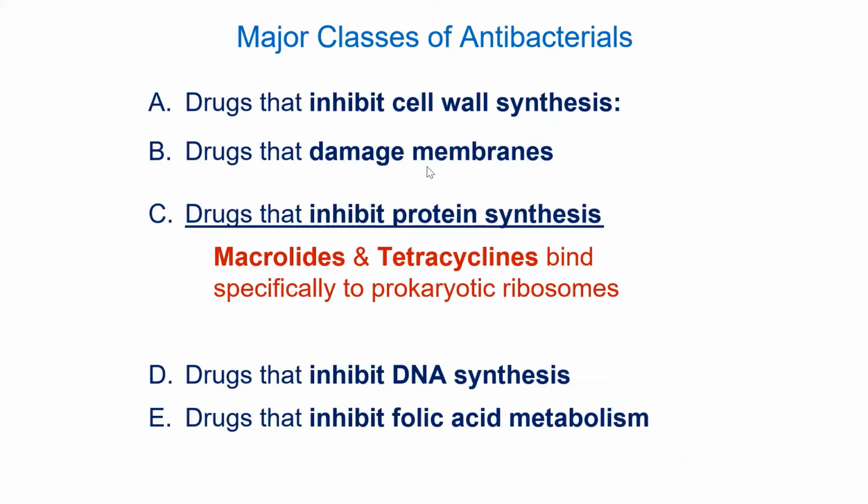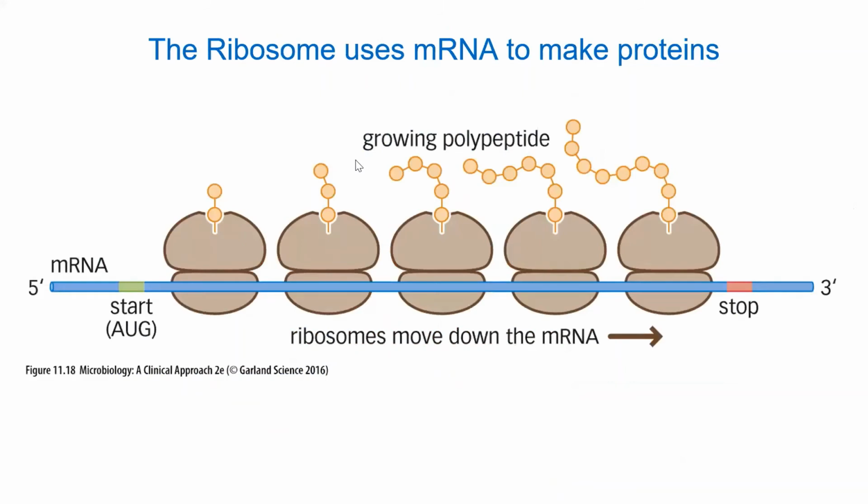Okay, category 3, drugs that inhibit protein synthesis. So remember, protein synthesis happens at the ribosome. So there's our ribosomes, and you can see they're grabbing onto some messenger RNA, reading the genetic code and putting together amino acids into a string, and that's making a protein.